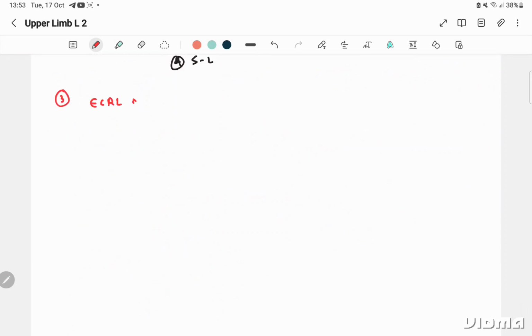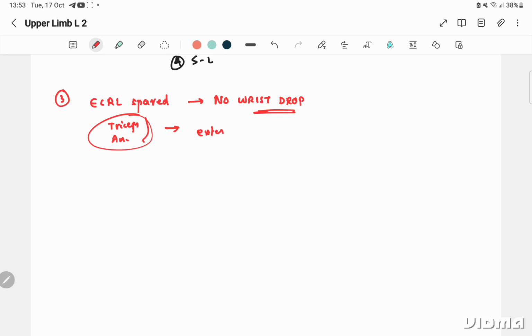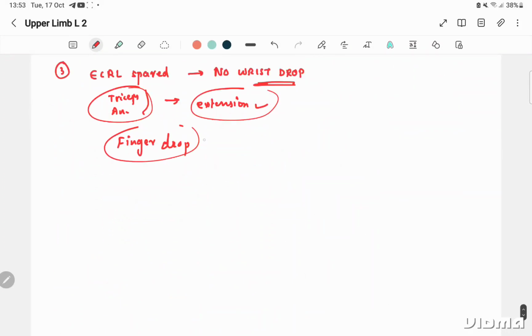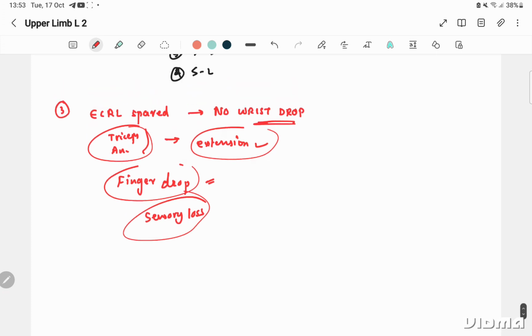As ECRL is spared, there will be no wrist drop. And as the triceps and anconeus are spared, there would be no problem in extension, so the person can perform the extension very easily. But finger drop would be present. Why would finger drop be present? Because of course the extensor digitorum, which is supplied by PIN, is paralyzed, and there will of course be sensory loss also. Sensory loss will occur due to the injury of the superficial branch of the radial nerve.